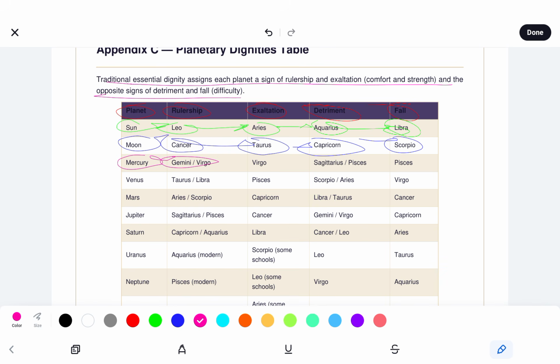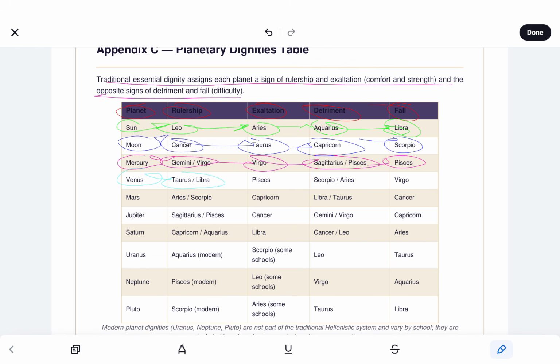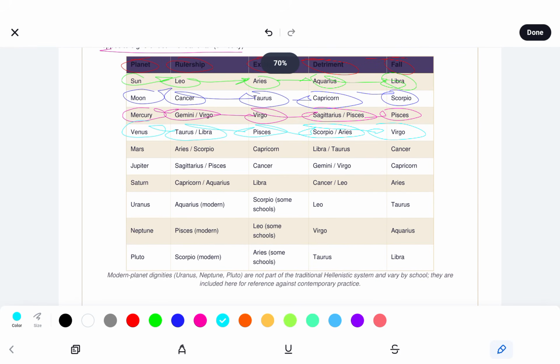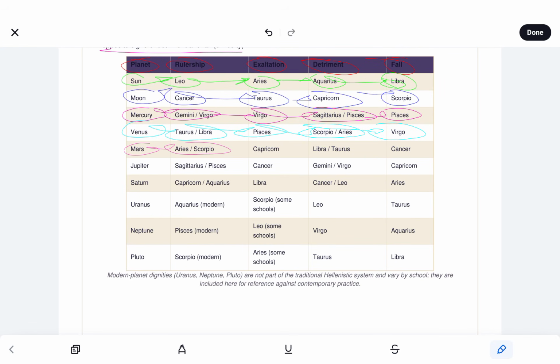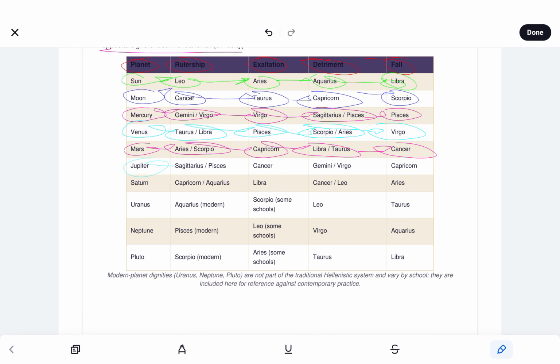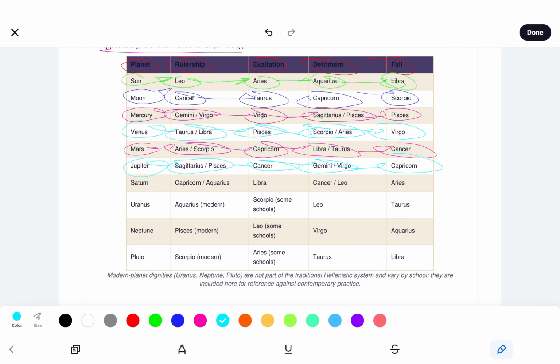Mercury ruling Gemini, Virgo, exalted in Virgo, detriment Sagittarius and Pisces, falls in Pisces. Venus, the rulership Taurus and Libra, exalted in Pisces, detriment Scorpio, Aries, falls in Virgo. Mars, ruled by Aries and Scorpio, exalted in Capricorn, detriment Libra, Taurus, and falls in Cancer. Jupiter, ruled by Sagittarius and Pisces, exalted in Cancer. Oh, wow. Gemini, Virgo is its detriment, and Capricorn is its fall.